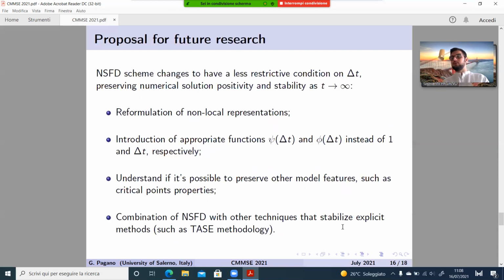Therefore, we have shown that non-standard schemes are very good if we know some properties of the model we are approximating, because it is also explicit, yes, but it is able to capture some interesting properties of our models. These are our proposals for future research. Therefore, we are going to modify again our model in order to grasp other properties such as critical points. We also want to obtain a less restrictive condition on the step size in time and so on.